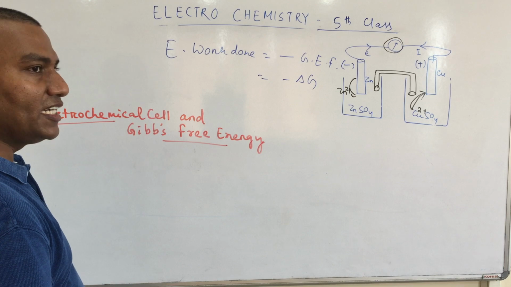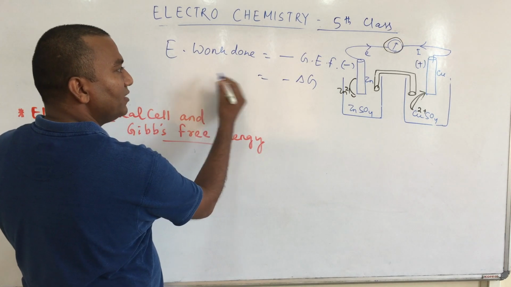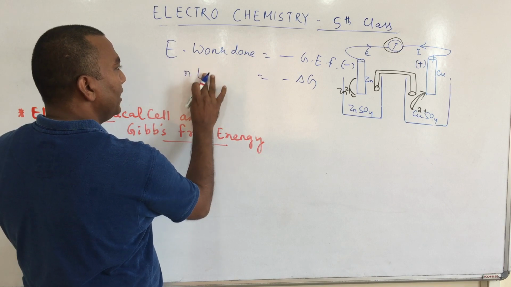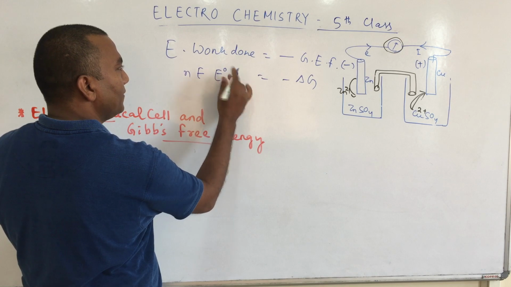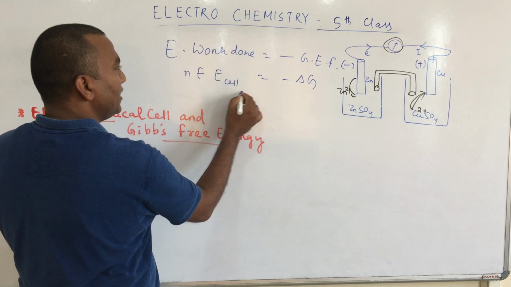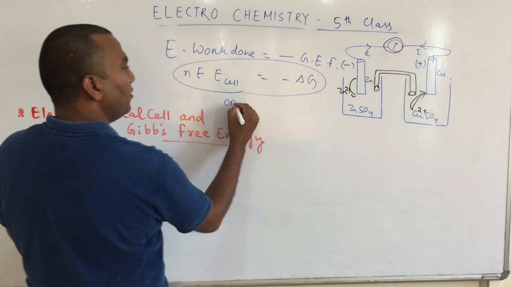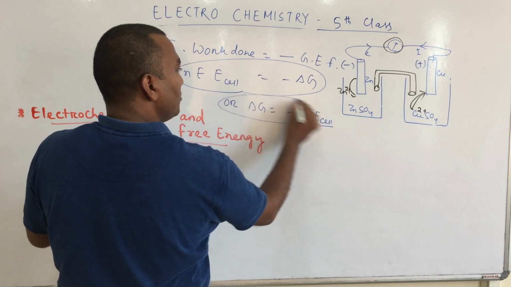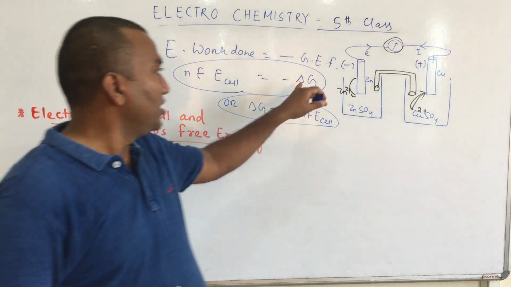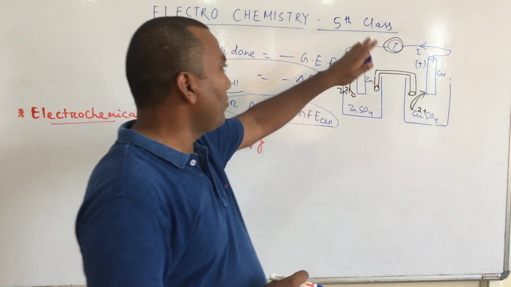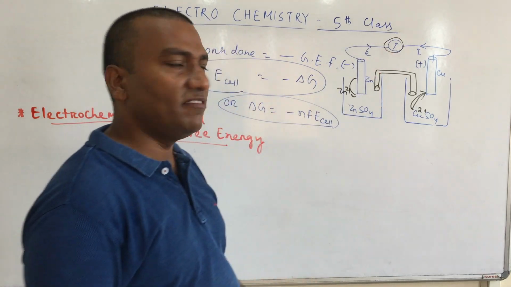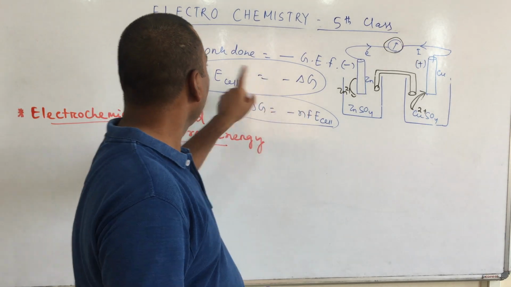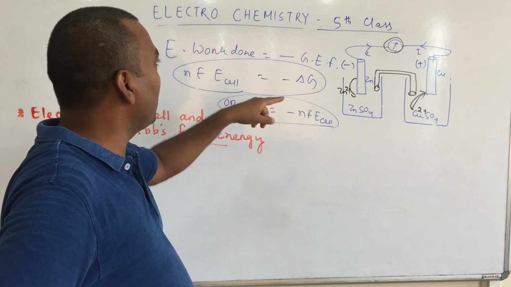So the decrease in Gibbs free energy symbol is what? Delta G. The electrical work done formula we have read in physics is that electrical work done equals nF E cell. nF E cell equals minus delta G, or delta G equals minus nF E cell. So you see, in chemistry, work done on the system is negative, but in physics work done on the system is positive.